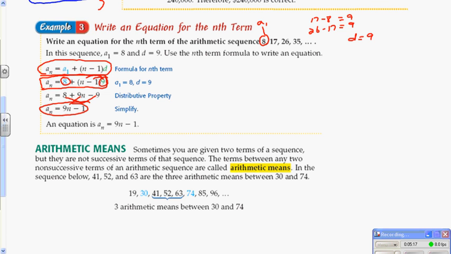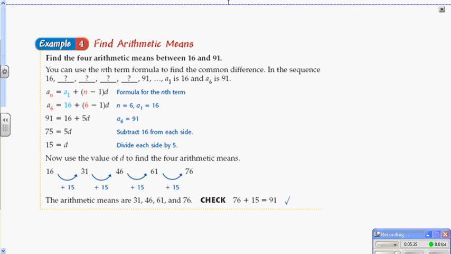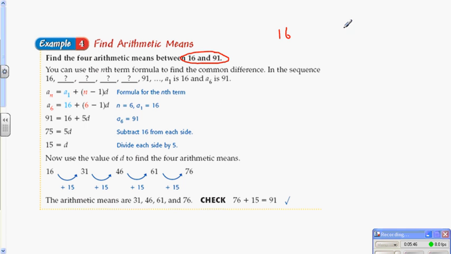An arithmetic mean: the terms between any non-successive terms. So here's 30, and here's 75, and they're missing things in between. They're in order, but not right next to each other. These 3 in here will be considered the arithmetic means, and there are 3 of them. So let's find out what they are in this case. 16 and 91 are your terms. They tell us that there are 4 in between.